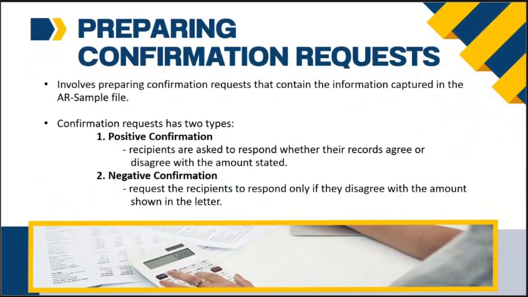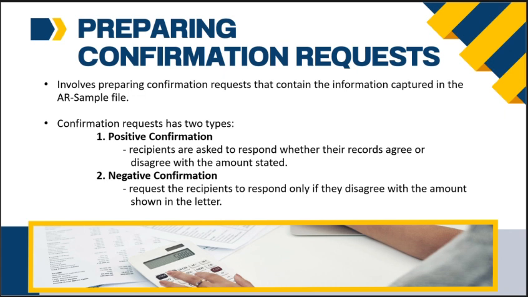This stage involves preparing confirmation requests that contain the information captured in the AR sample file. The requests, which usually take the form of letters, are drafted and administered by the auditor, but are written in the client entity's name. Confirmation requests can be positive or negative confirmation. In a positive confirmation, recipients are asked to respond whether their records agree or disagree with the amount stated.